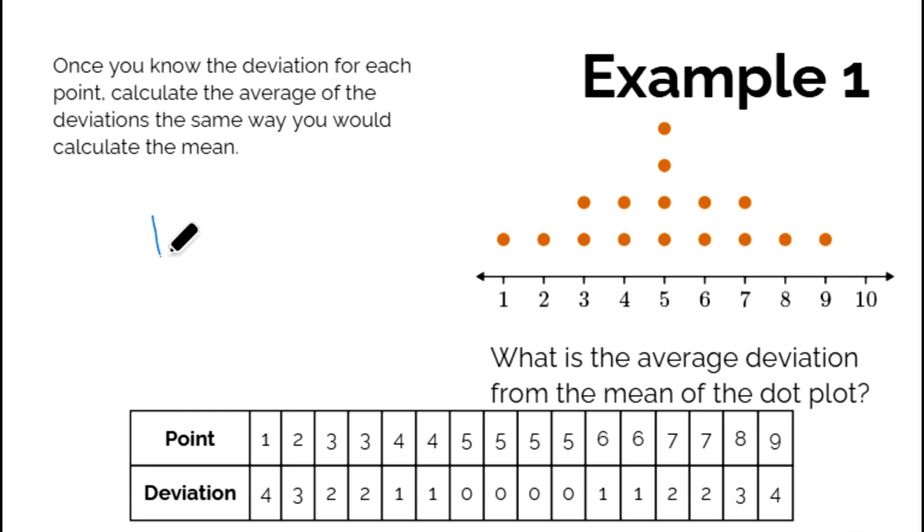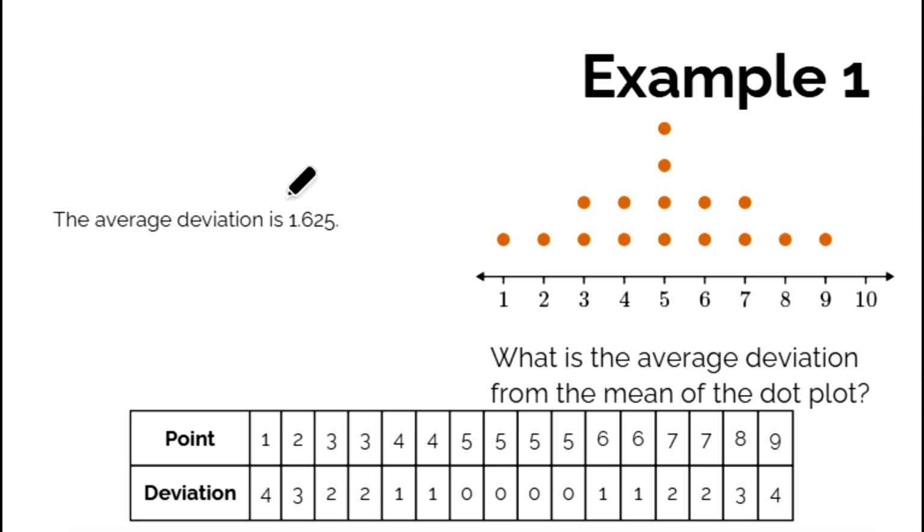And the total is 1.625. So the average deviation is 1.625. What that means is that if we did all of the math and we solved this problem all the way, on average, each point is 1.625 steps away from our mean, which is 5. Now, why does this matter?